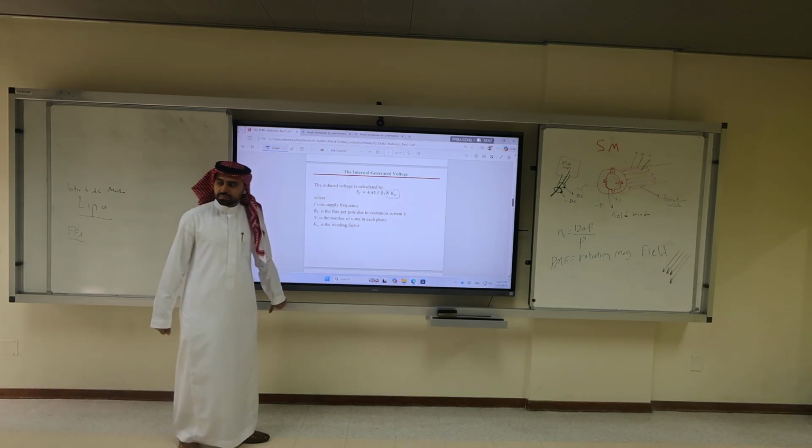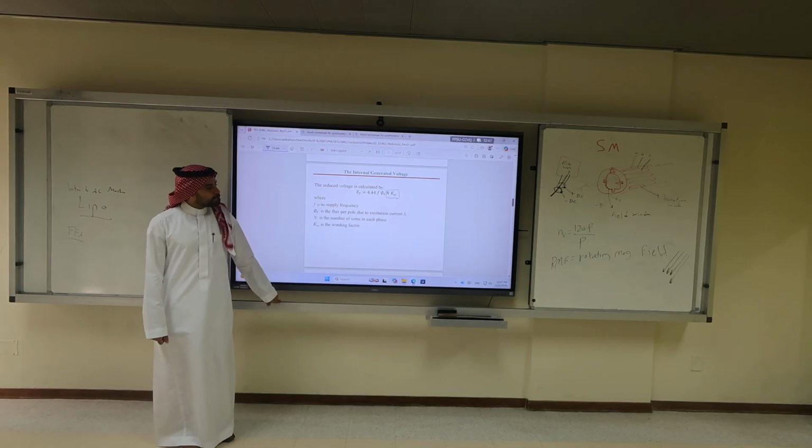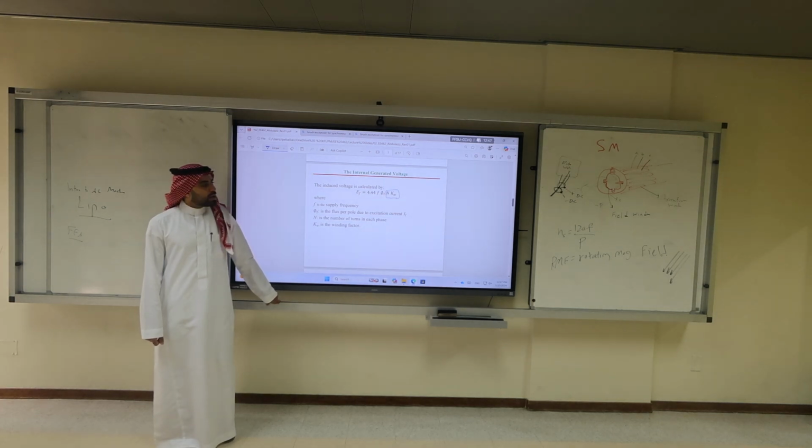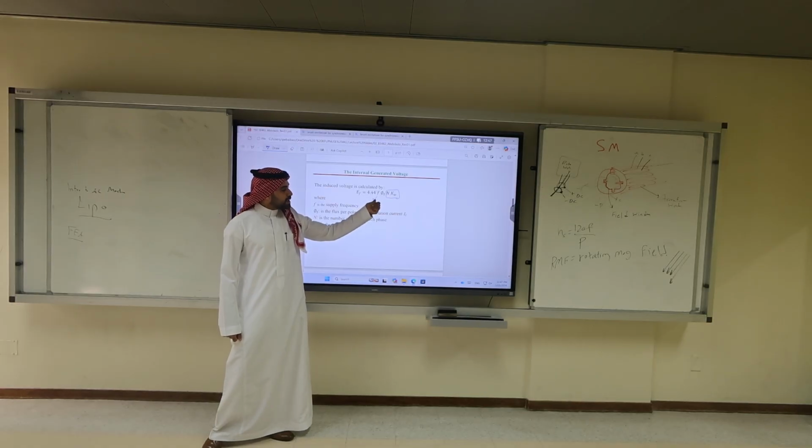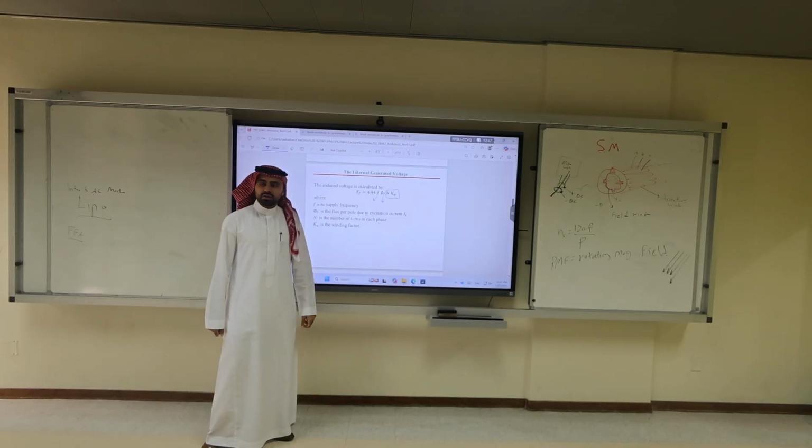So Yes. E_f is our target output from the generator, right? Yes. E_f is the induced voltage on the stator. And you control it, so you have only two controls, either increase the speed or increase the flux.